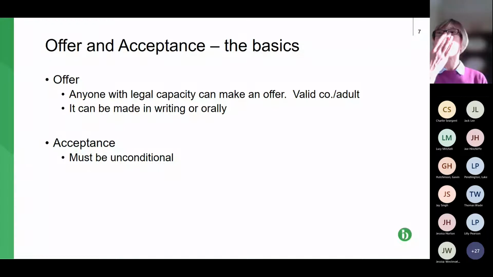So offer and acceptance, just quickly deal with this, because again, it shouldn't be too problematic in the context of construction contracts. So offer, anyone with legal capacity can make an offer. So a valid company or an adult, the point about the adult doesn't really apply to us. The valid person on behalf of the company will apply. And then, as we've already seen, it can be made in writing, or in a conversation.